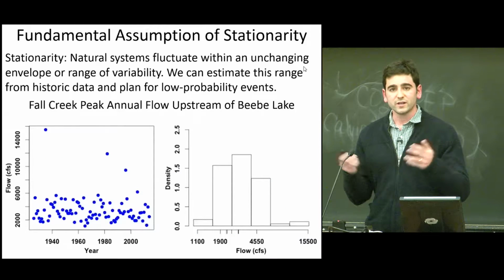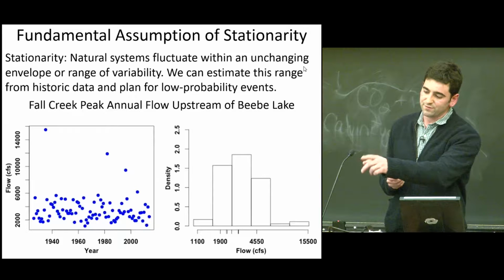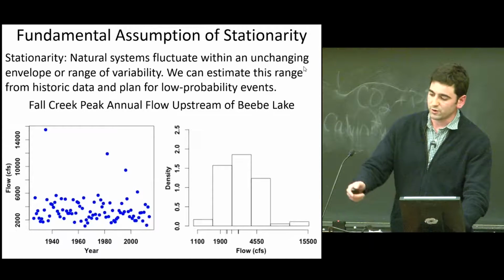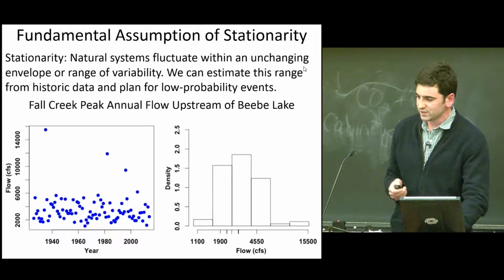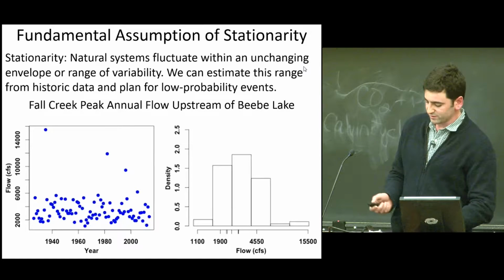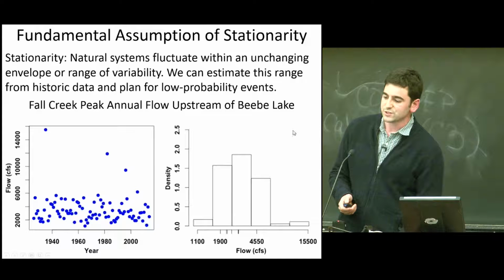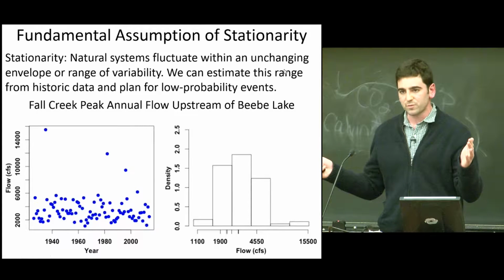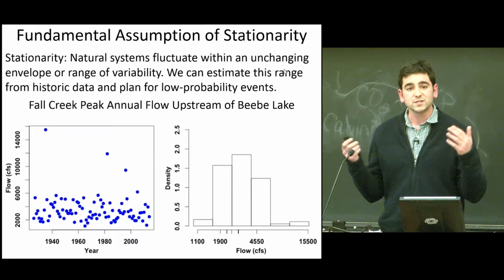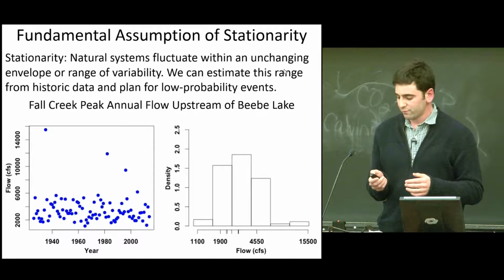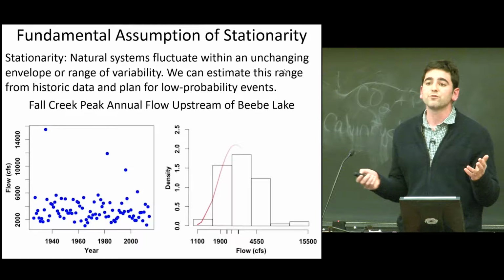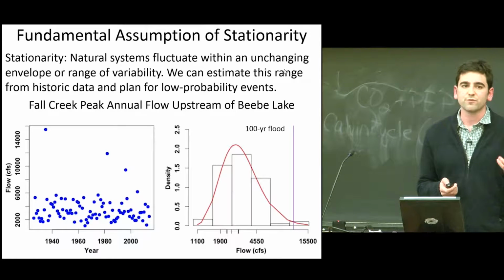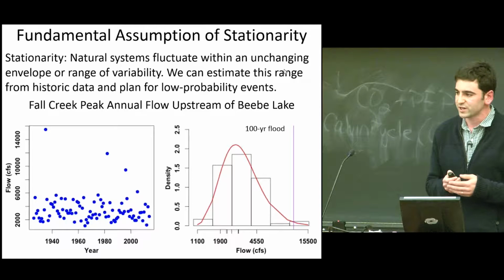Also, if we talk about flooding and flood risk, here I actually have a time series of peak annual flows right upstream of Beebe Lake here. So on the left, that's a time series of the flows. And on the right, see right there, use the mouse, you have a histogram. And what you can do is take those historic peak flows, assume they represent the risk of flooding going forward, fit a probability model, and maybe estimate the 100-year flood.